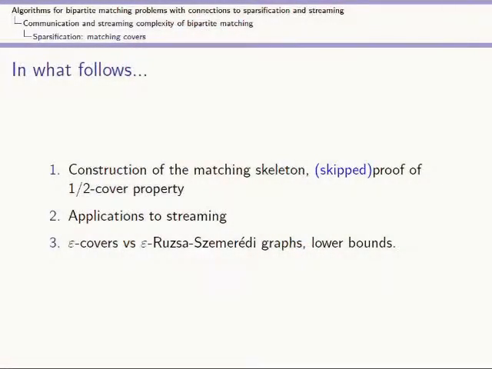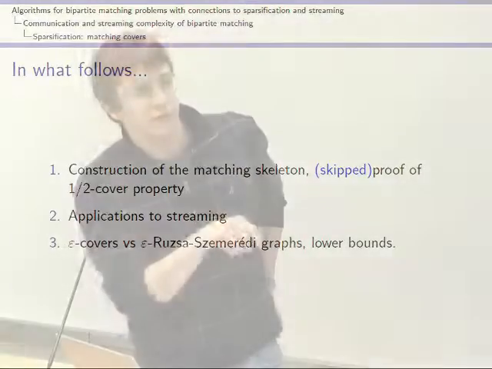Great. So, in the remaining time, I will do the following. First, I will show the construction of what we call the matching skeleton. This is the matching sparsifier that is our main tool for these results, and we show that it is a half cover. I will have to skip the proof, however. Then I will talk a bit more about the applications to streaming and also the connection between epsilon covers and Ruzsa-Szemerédi graphs.